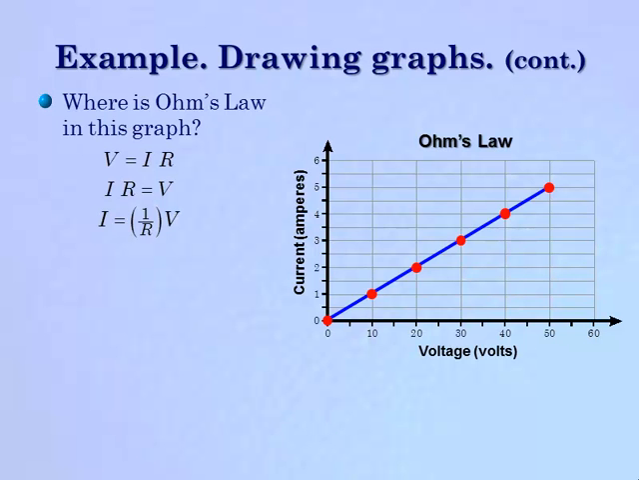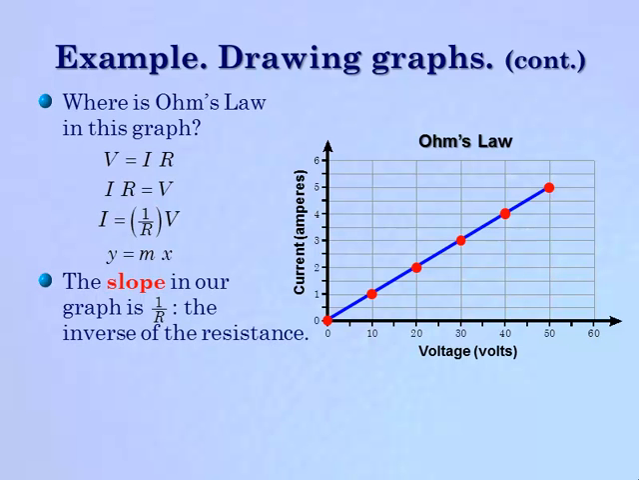And that happens to look a lot like a linear relationship that you may recall from your previous math classes, where y is equal to mx plus b. In this case, b is 0, the intercept, but we do have y is equal to something times x, some slope, that is, times x. And so the slope in our graph happens to be 1 over R, the inverse of the resistance.